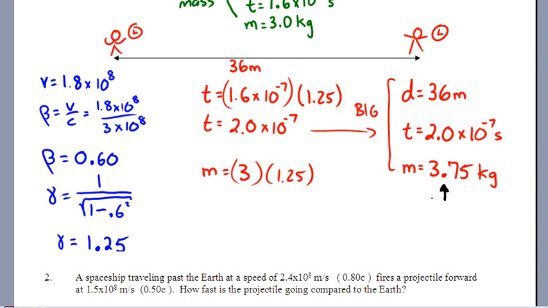Add right to this here. Masses are bigger when they're moving by you.